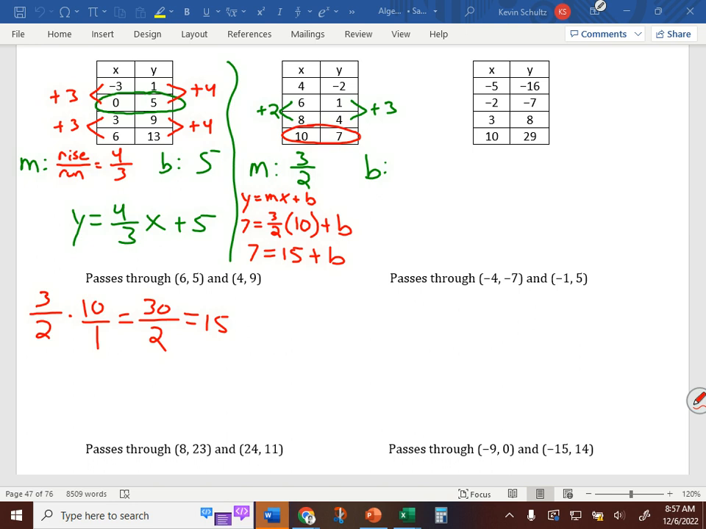What's our value for b? Think back to pre-algebra, Sam. -8. Subtract 15 from both sides to get b by itself. And we get -8 as a value for b.